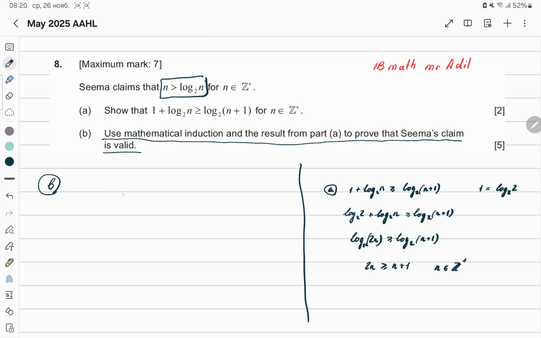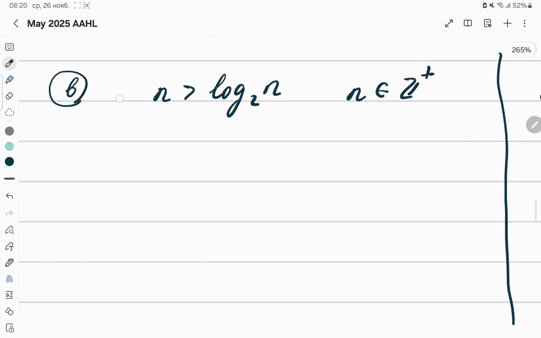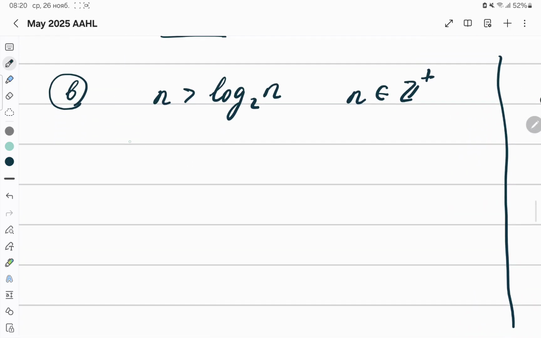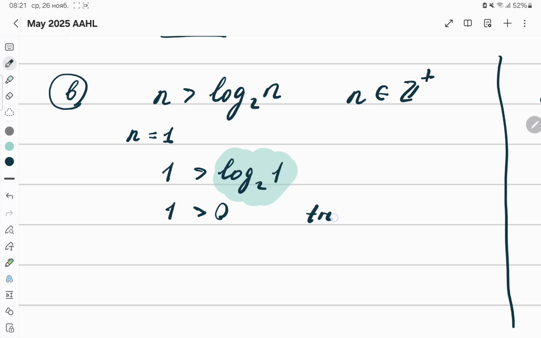So n is more than logarithm n in base 2 for n positive integers. Okay, let's start to prove. Since it's mathematical induction, we will start with the basis n is equal to 1. So 1 is more than logarithm 1 in base 2. Okay, logarithm 1 in base 2 is equal to 0, right? So 1 is more than 0. So it is true.